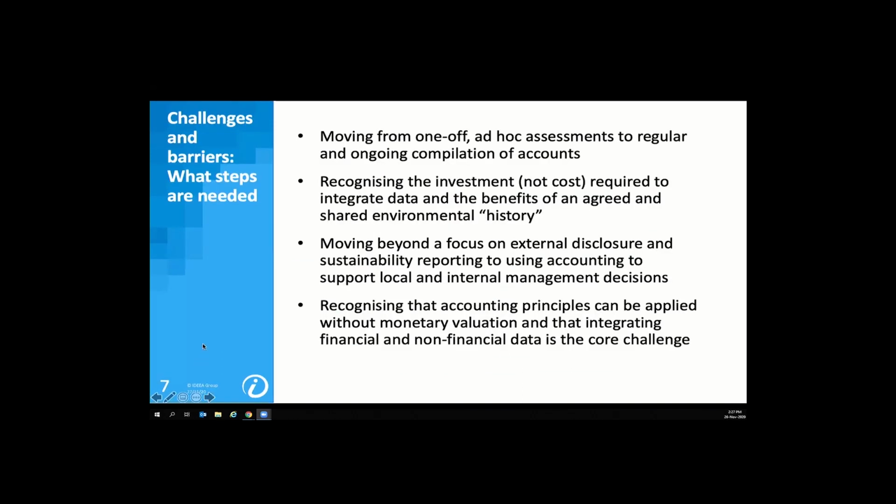So then to talk about some barriers and what steps might be taken. These are things that I see as perhaps reasons why natural capital accounting hasn't had the impact that it might, but also what might be done in order to tackle them. One of the things is we need to move from one-off and ad hoc assessments to more regular and ongoing compilation of accounts. There needs to be an expectation that we're reporting on the environment on a regular basis. And by and large, consistent time series of environmental information is not a strong point, certainly relative to the breadth of information on the economy.